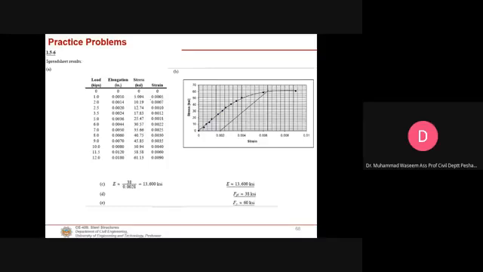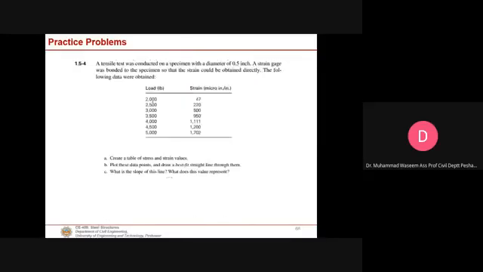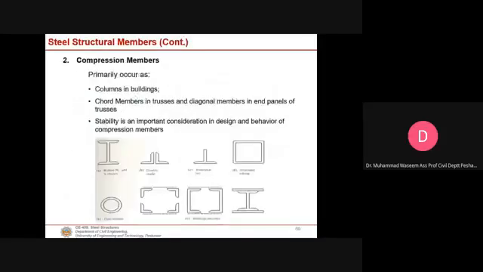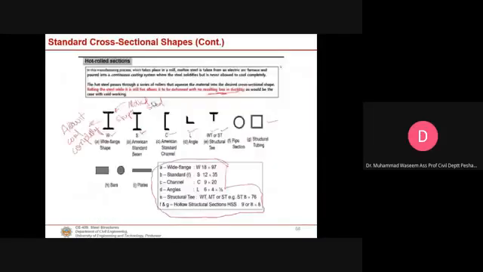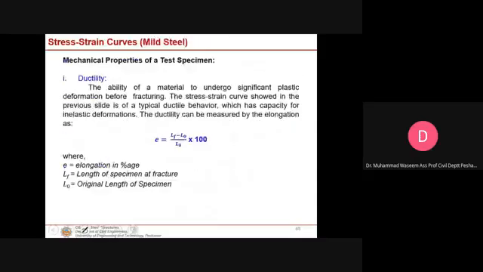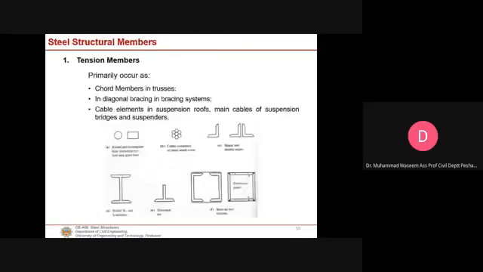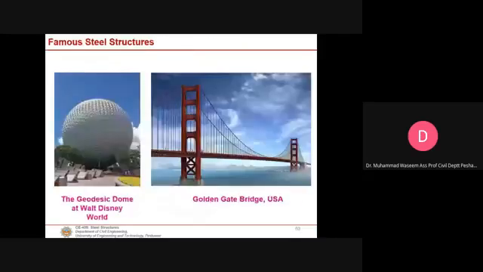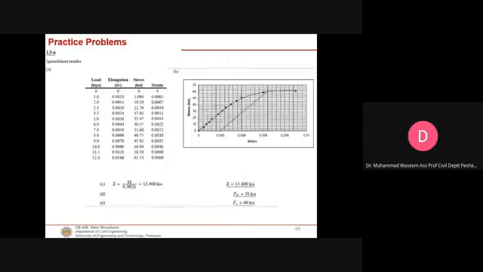Now you know the formulation for calculating the elongation. You can go back to the slides. From there, if you know the initial length, you can calculate the final length, and accordingly you can calculate the strain. Once you have calculated the strain, you will plot the data.